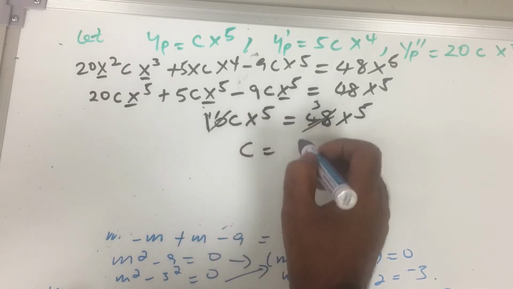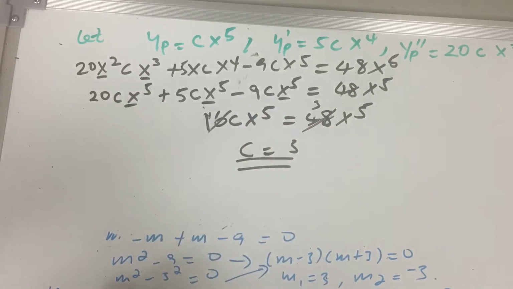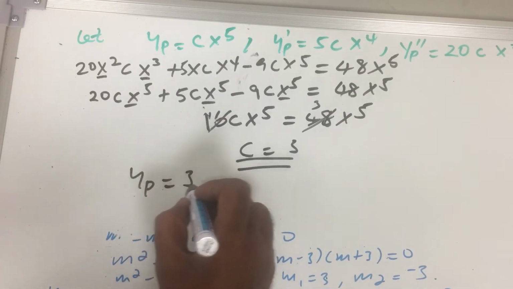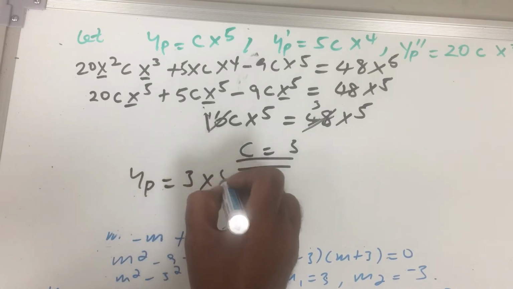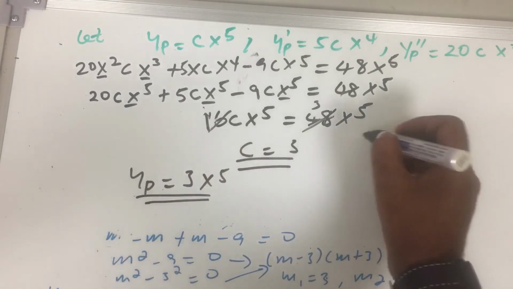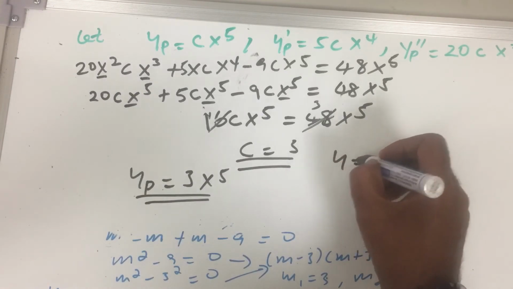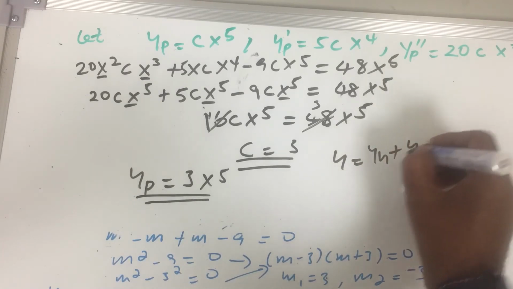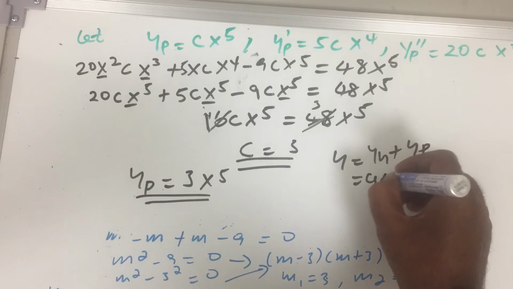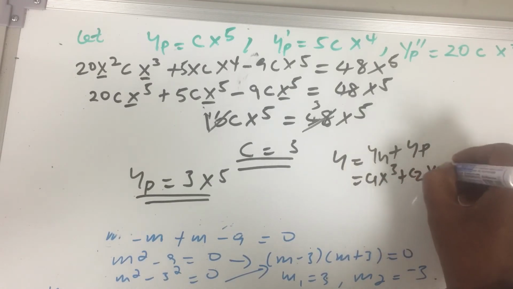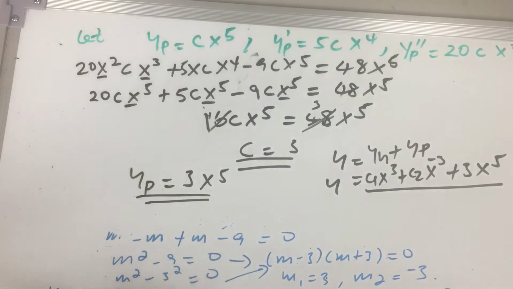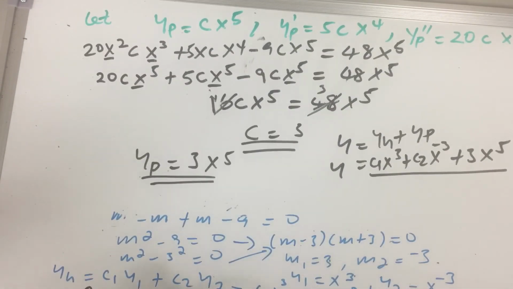Okay, so we have yp equals finally 3 times x to the power of 5. So our general solution will be y homogeneous plus y particular, that is C1 x to the power of 3 plus C2 x to the power of minus 3 plus 3 x to the power of 5. This is our general solution for this given Cauchy equation.